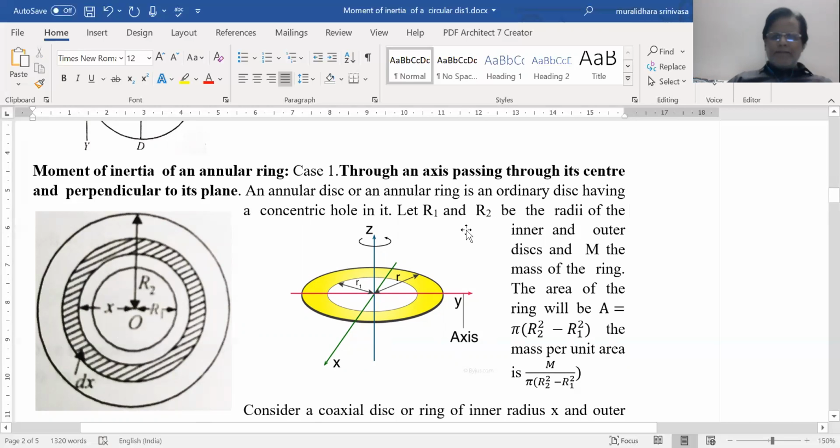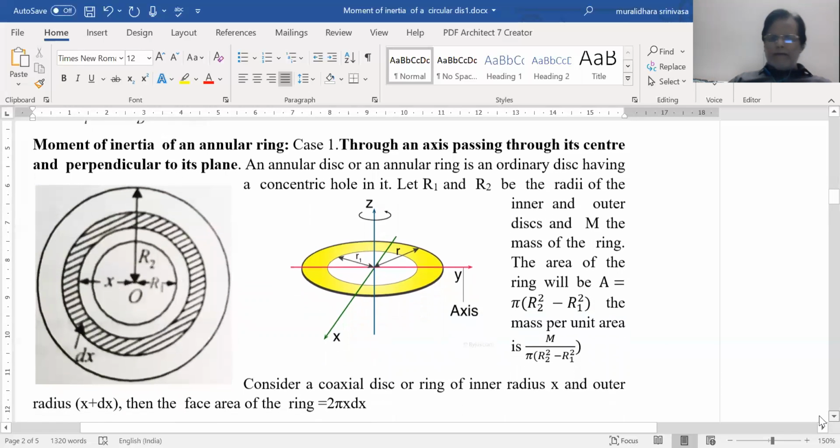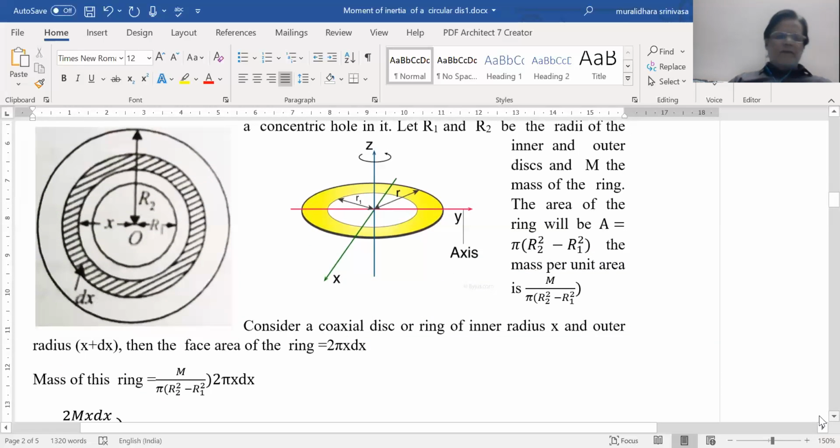Then what happens? R1 and R2 are the radii of the inner and outer disc, so to speak, and m is the mass of the ring. If m is the mass of the ring, then the area of the ring will be A equal to pi into R2 square minus R1 square. Therefore, the mass per unit area, if m is the mass of the complete annular ring, is m by pi into R2 square minus R1 square.